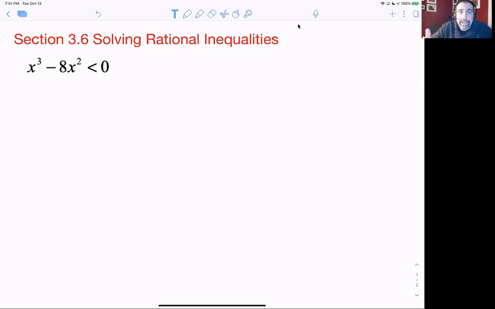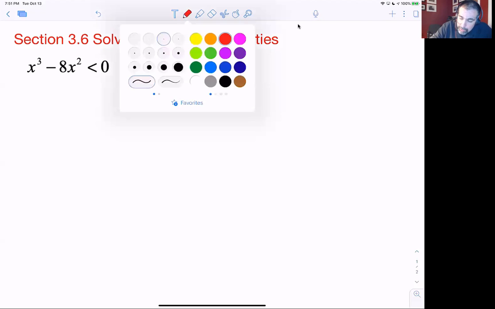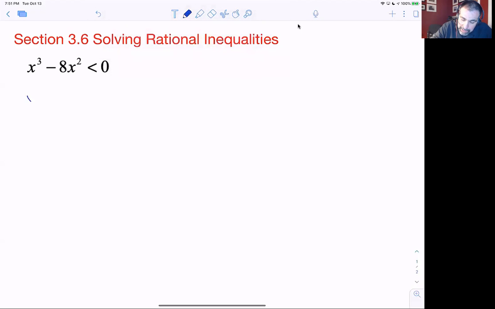You may have noticed in our last section it was all about factoring. It's going to stay consistent. We're going to factor this guy. So when we factor this expression, we're going to take out x squared and we're left with x minus 8. So finding out where this is equal to 0, our first factor is equal to 0 when x equals 0, and our second is equal to 0 when x equals 8.